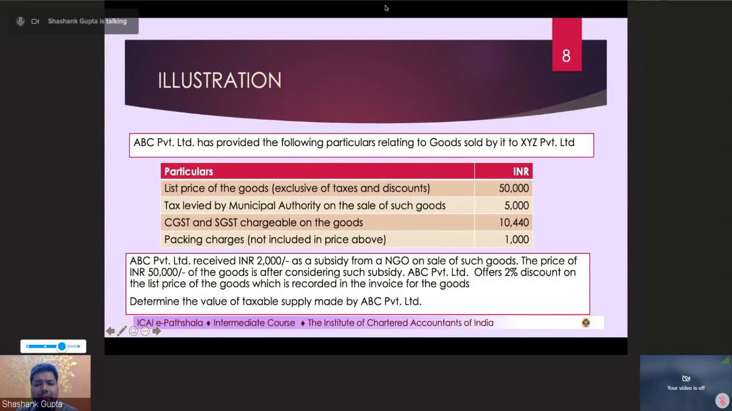Nirmal is saying, please explain pure agent. But why do you want to understand pure agent? I believe it's not a part of your course right now, unless you're already preparing for finals.